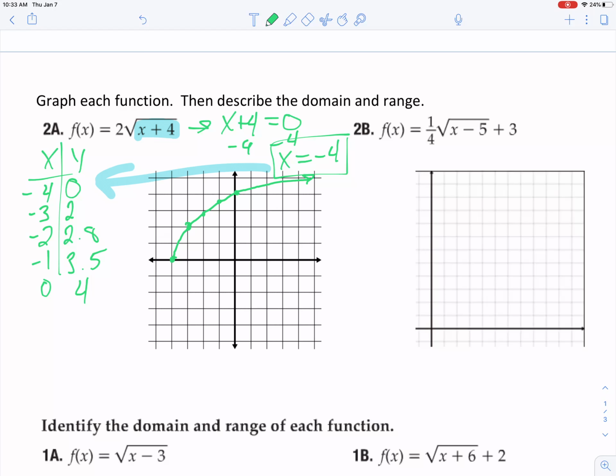Just like that. So now your domain is going to be x is greater than or equal to, it's always greater than or equal to, the x value of your starting point here, negative 4. Your range then, it can change. It might be a less than, it might be a greater than. Since the graph appears to be going up, this is going to be a greater than or equal to, and then again, you just choose your starting point, which is 0, like that.